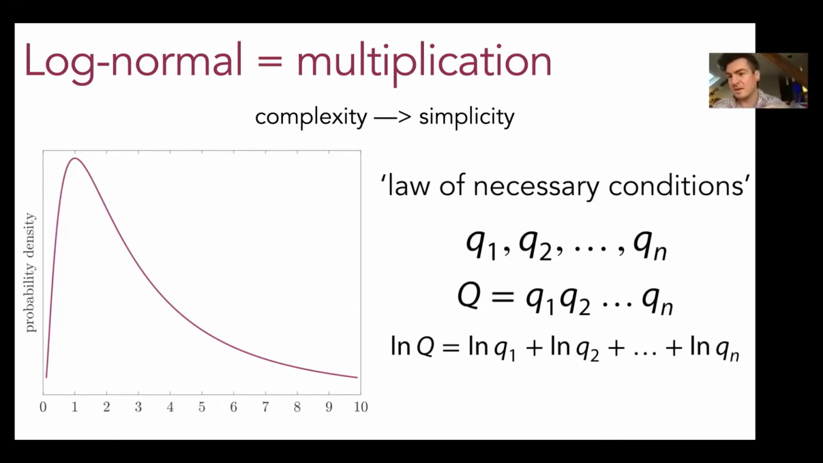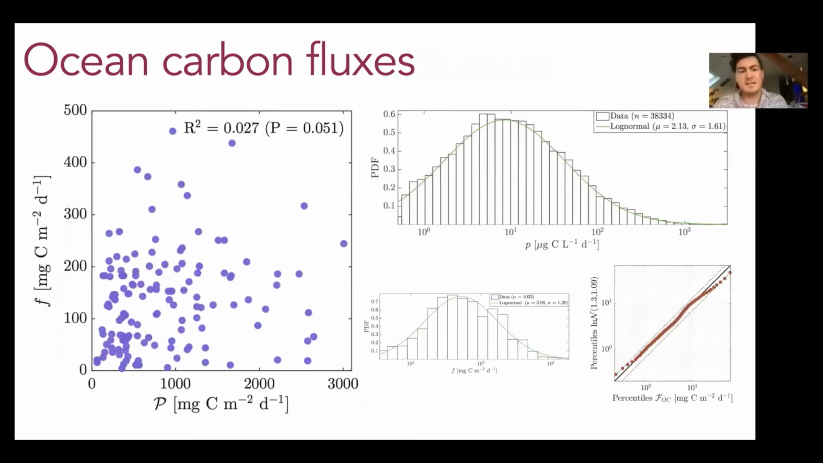And so because you have this kind of law of necessary conditions, where the probability of something happening is the product of the probabilities of each part of it happening, so that's these Q's here, then the log of their probability is the sum of the logs of the other probabilities. And therefore you get a normal distribution for the log, and therefore you get a log normal distribution for the actual variable.